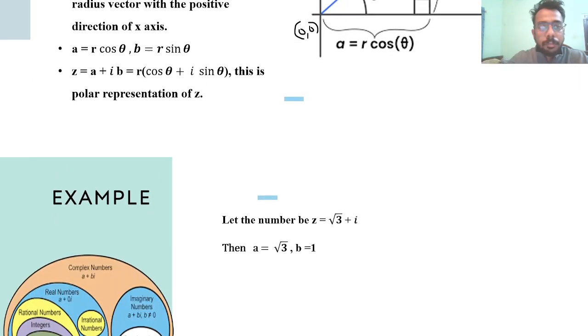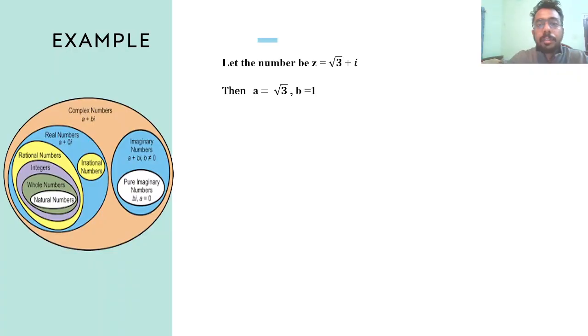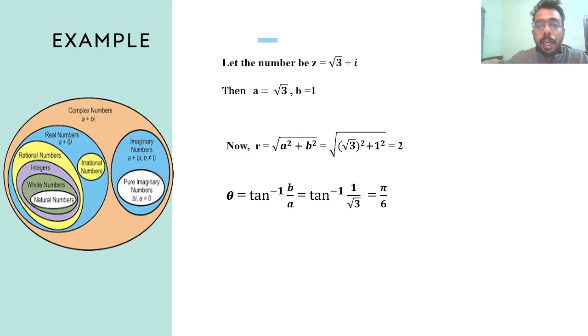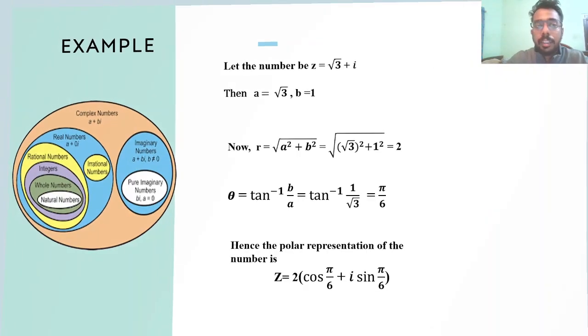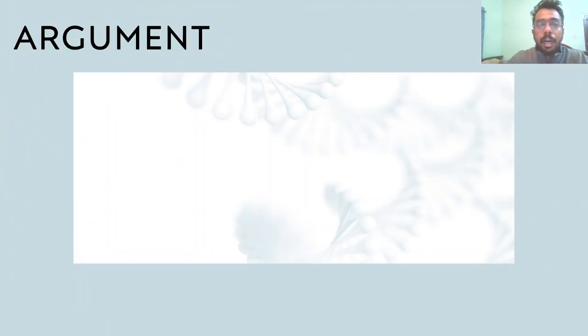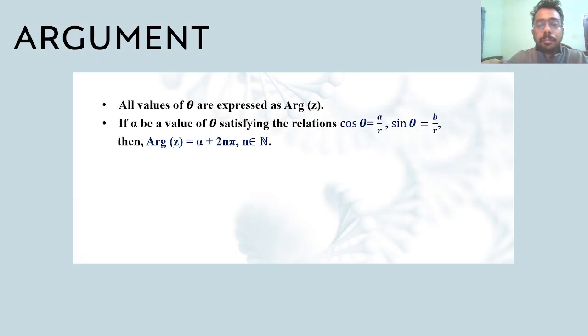Now let's take the example z equal to root 3 plus i. Here a equal to root 3 and b equal to 1. Then by calculation we can see that r, the distance from the origin to the point along with the radius vector, is 2 and theta equal to pi by 6. Hence the polar representation of the number is z equal to 2 cos pi by 6 plus i sin pi by 6.